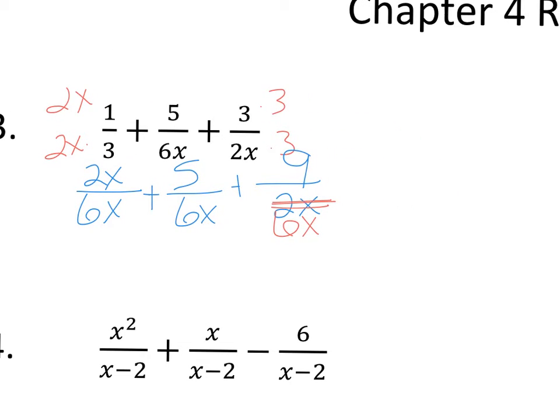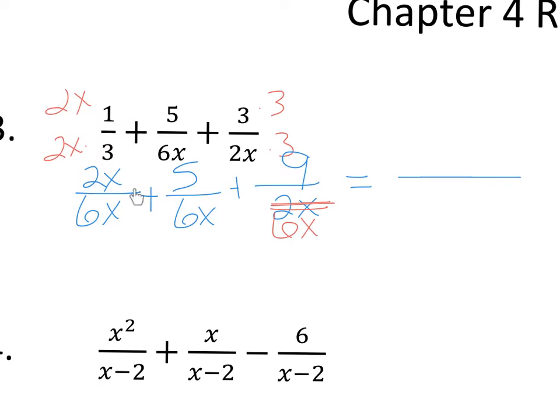Now to add them, we remember that when you add fractions, all the denominators are going to stay the same. So this denominator here will be the same as these, which is 6x. And then we just add across the top. So 2x plus 5 plus 9, well, 5 and 9 are like terms. So those will get added together. So we'll end up with 2x plus 5 plus 9 is 14.